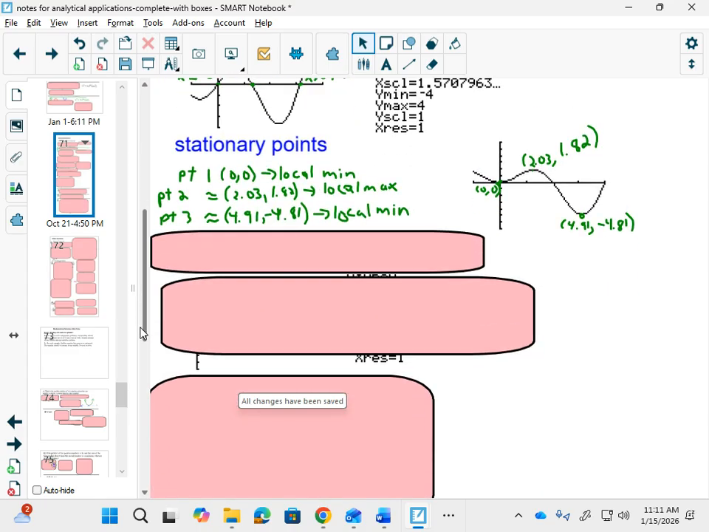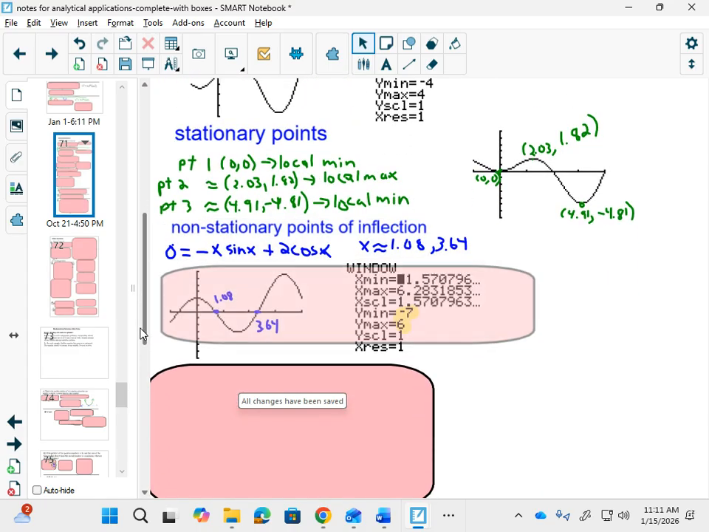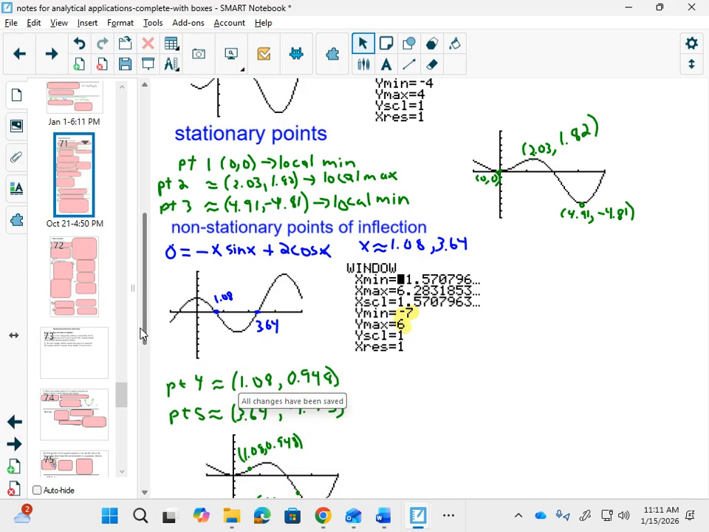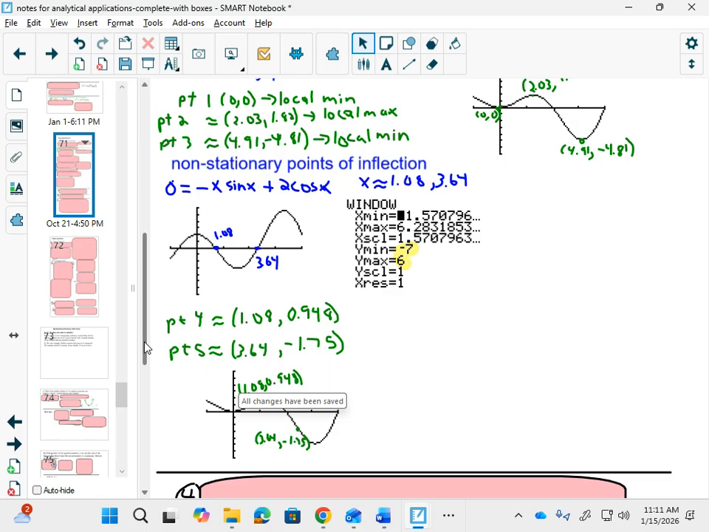Down here. So again, you could graph your second derivative and find its points, 1.08 and 3.64, and then plug those back into the original equation to find your inflection points.